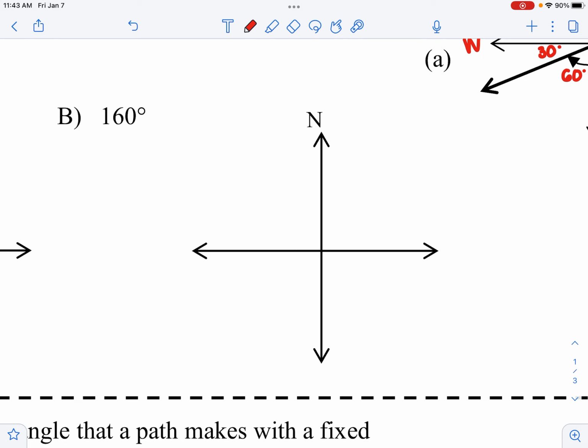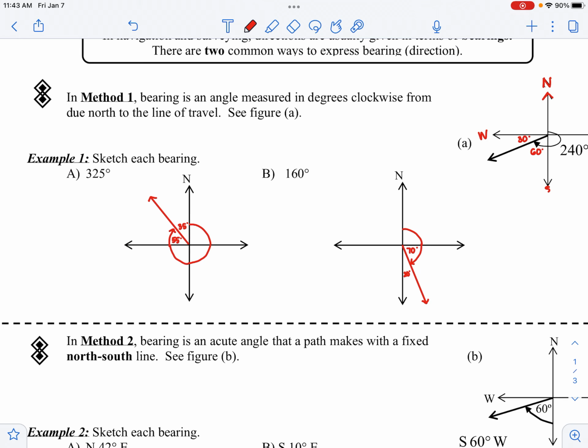All right, here's the next one. We're going to start at due north, and we're going to go clockwise. This is 90 degrees, and I don't want to go this far because that's 180, and I'm only going to 160, so I'm going to stop short of that. And when I do that, I have 20 degrees until I get there. That makes this 70 degrees here. Or you can think of it as 90 plus 70 equals the 160. Okay? That's how you draw those angles.